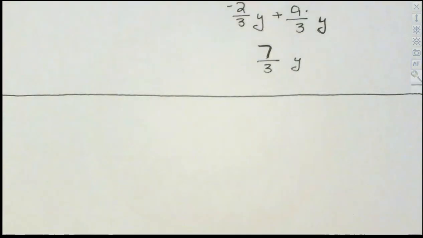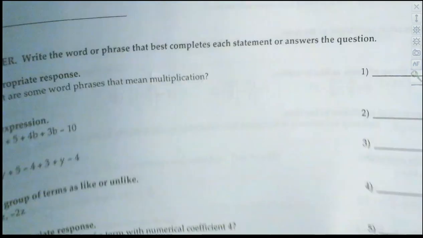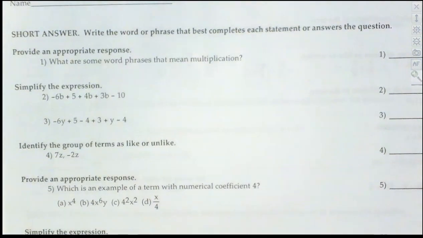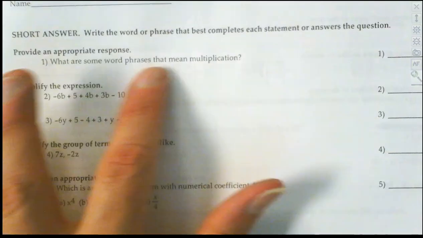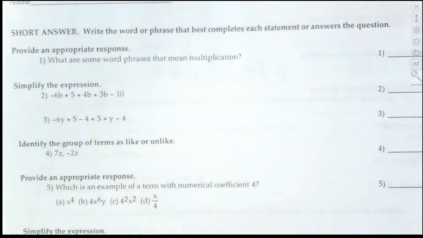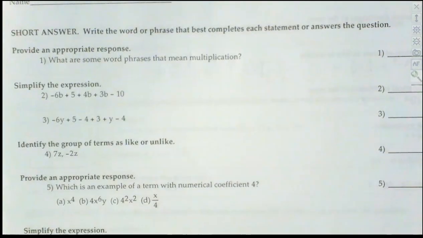And we also went through 1.7. Question 1, what are some word phrases that mean multiplication? And there's lots of them. You can just list a couple of them. There's product, there's times, all of those will work. So just tell me one word or a couple of phrases that you can use for multiplication. So that can mean product, times, quotient, or not quotient because that's division, but all those mean multiplication.